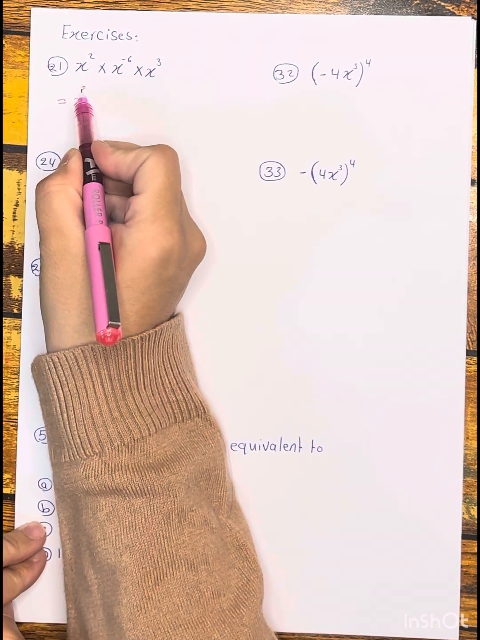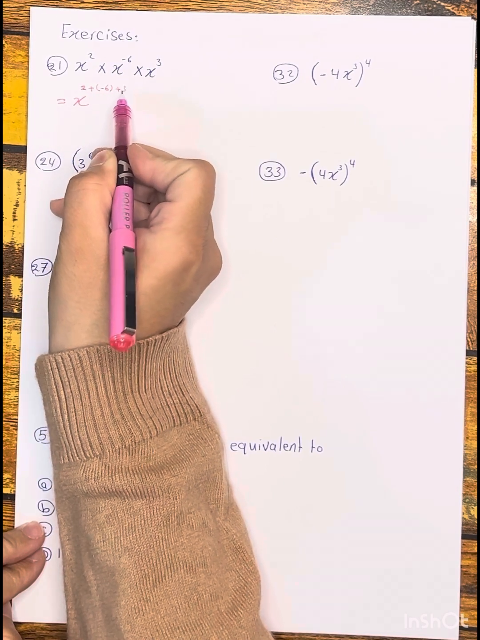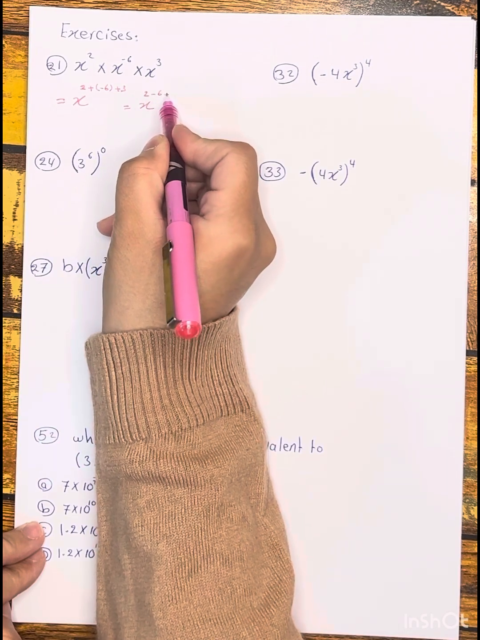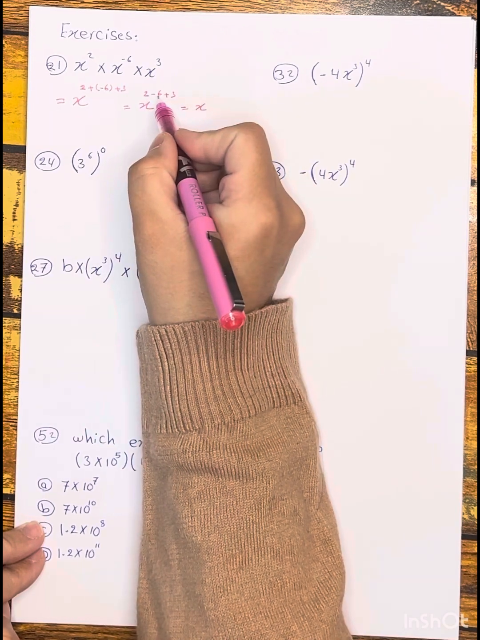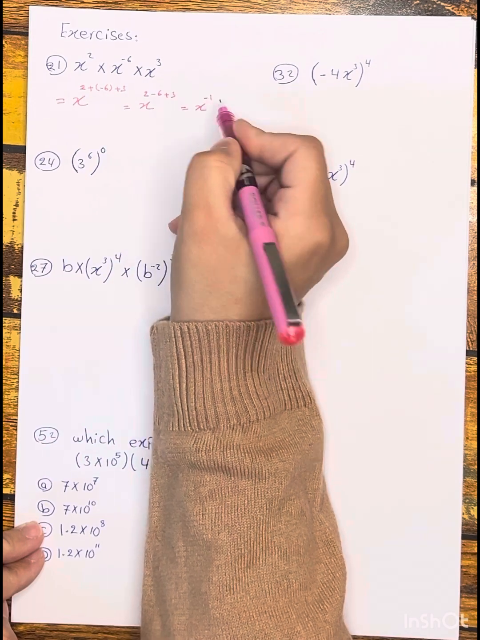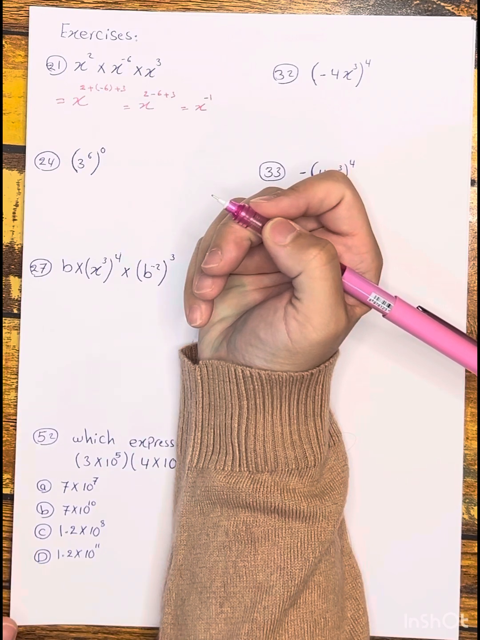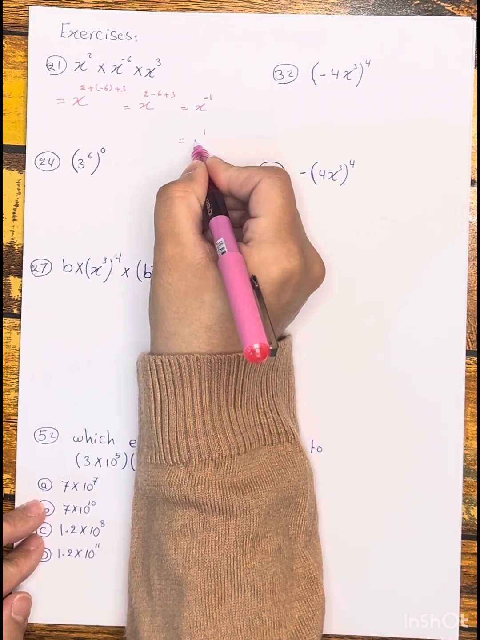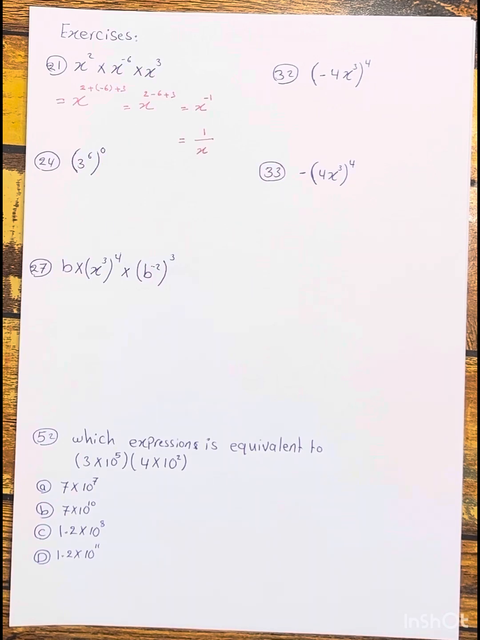It will be 2, okay, plus negative 6 plus 3. So x power of 2 minus 6 plus 3, okay, equal x. 2 minus 6 is negative 4, plus 3 will be negative 1. So we get an x as a term and raise it to the negative power. So I will write 1 over x to the power of 1, and we don't need to write a power if it's 1.